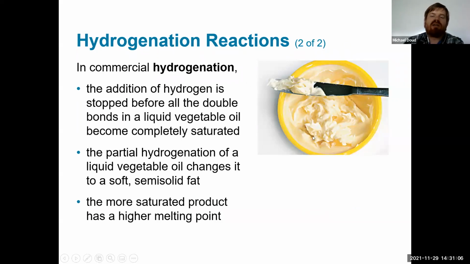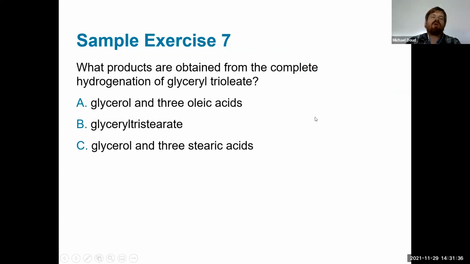This is actually what's behind the synthesis of margarine, for example. Margarine is basically where you take a vegetable oil and you hydrogenate it, going from an unsaturated set of fatty acids to a saturated set of fatty acids. And that gives you a solid vegetable oil that you can use as a substitute for butter. Okay.